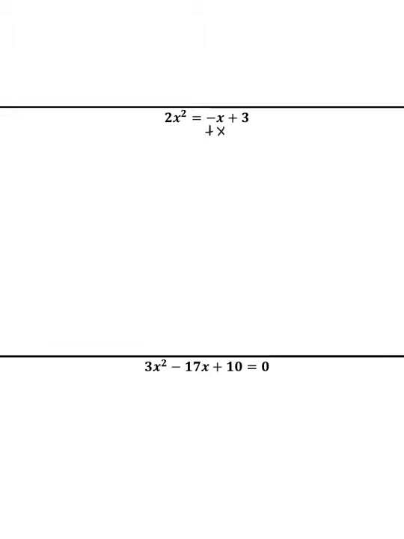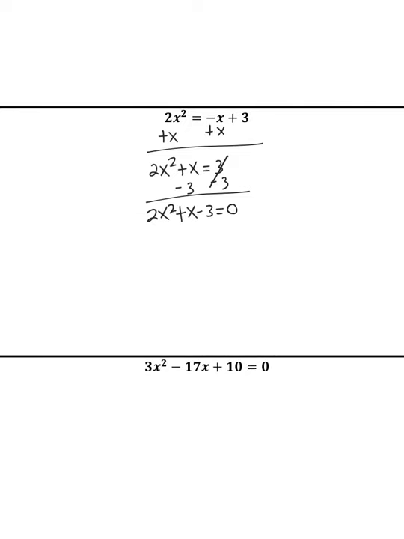So instead, I'm going to add x to both sides. I can't combine x squared and x because they don't have the same exponent. Then I'm going to subtract 3 from both sides. And that can't be combined with anything, so I'm just going to leave it in the back. And now we're in standard form. So my a value here is 2. It's this number in the front. My b value is 1 because there's 1 in front of that x, but we just didn't write it. And then my c value is negative 3 because that's the number that has no letter attached to it.